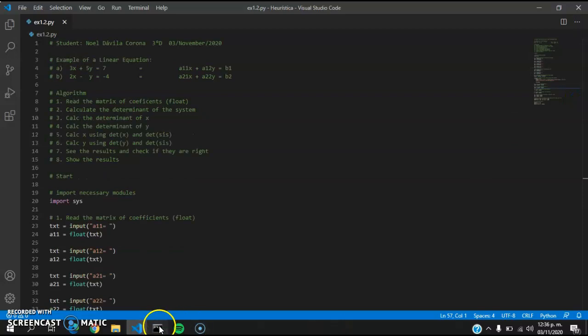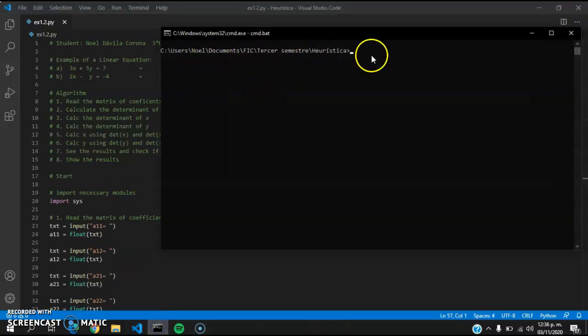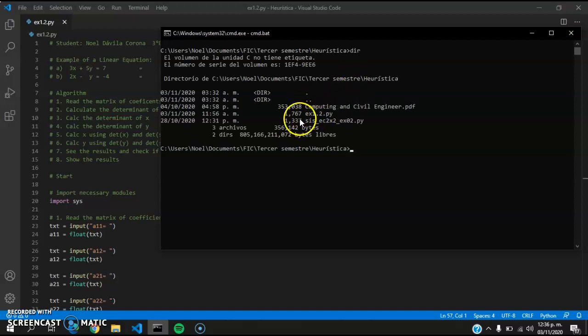And now we're going to my terminal. Here I am in the folder that I must be in. As you can see, I have my document here. I'm going to write python and copy the name of this document, which is the one that has all these commands. Enter.